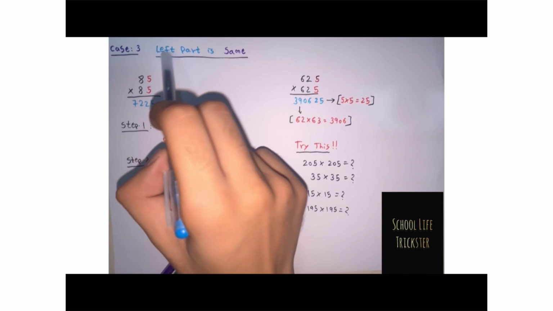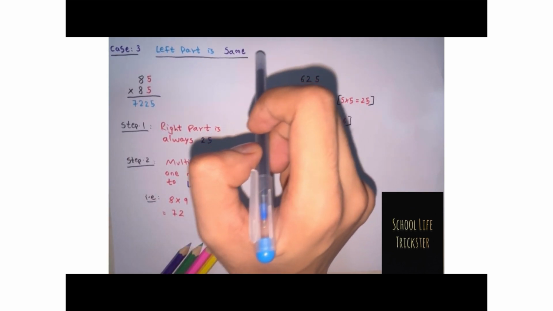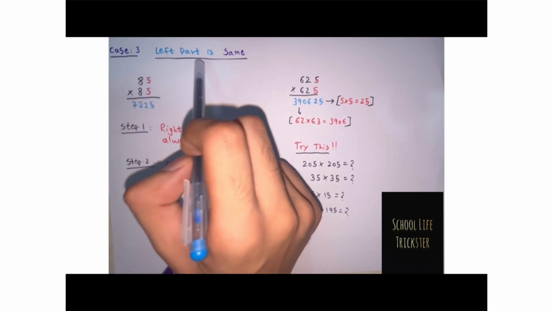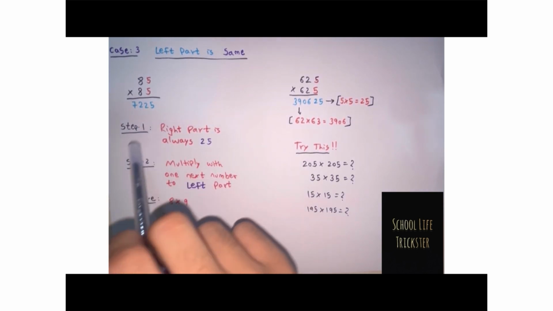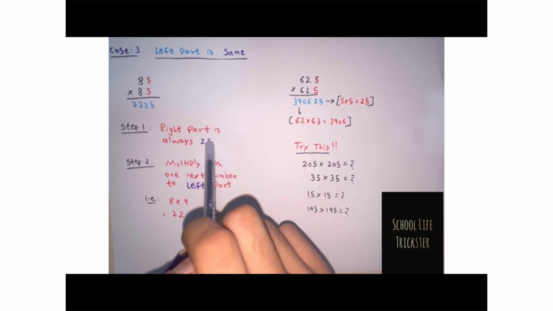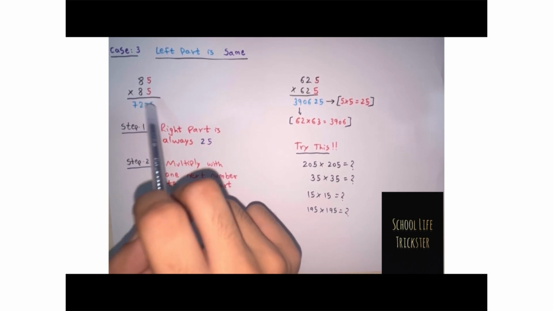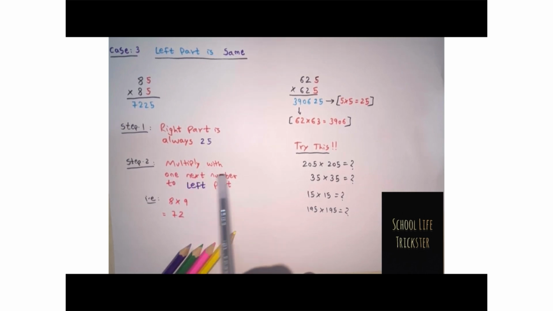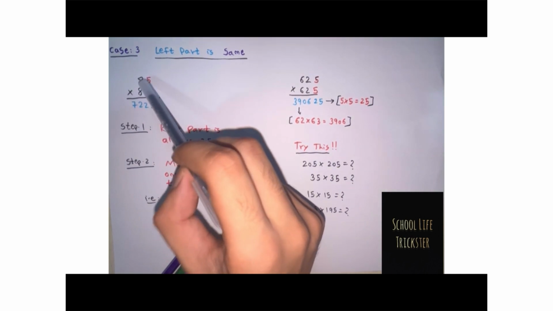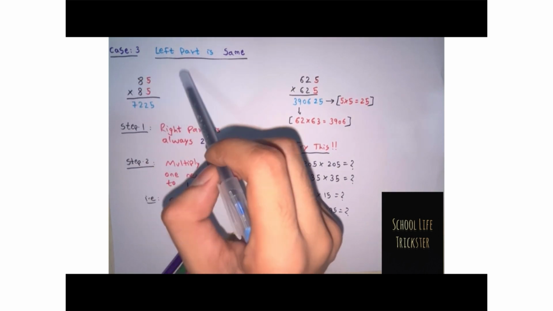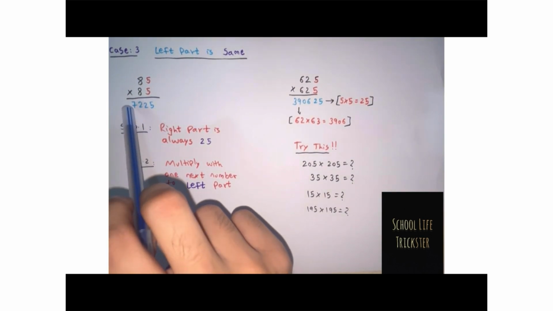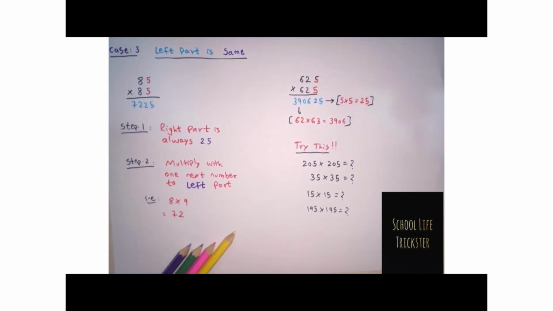Case 3. Left part is the same. This is one of my favorite tricks. 85 into 85, that is 8 and 8 are the same. So we can use this case. Step 1: the right part is always 25, that is 5 into 5 is 25 always. Step 2: multiply the left part by the next number. Over here 8 and 8 are the same, so multiply 8 by the next number, that is 8 into 9, which is 72. So the answer is 7225.